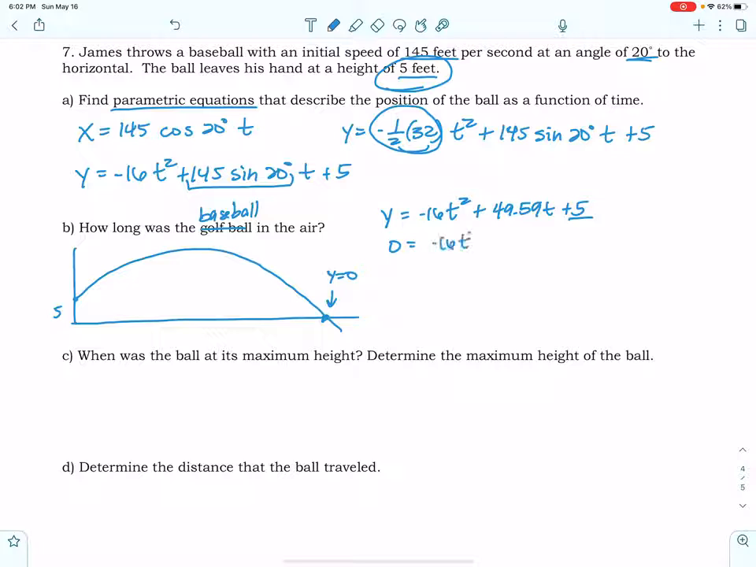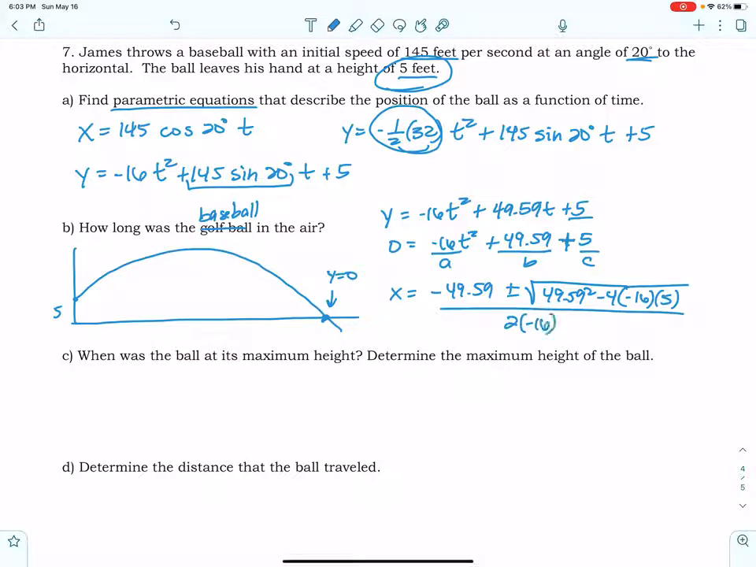And the only option we have, since we're not using our calculators, is going to be using the quadratic formula. Remember that this is A, this is B, this is C. X equals negative B, so negative 49.59, plus and minus the square root of B squared minus 4AC all over 2A.